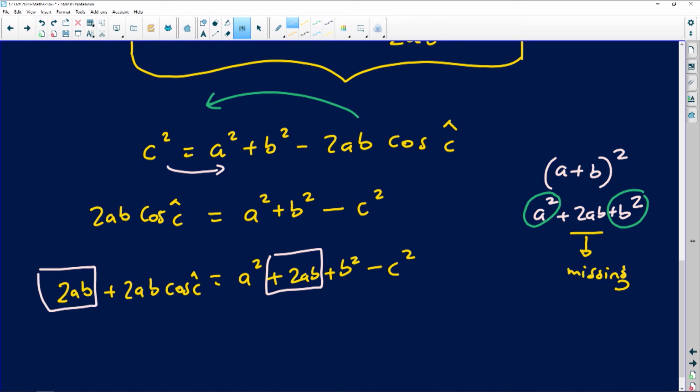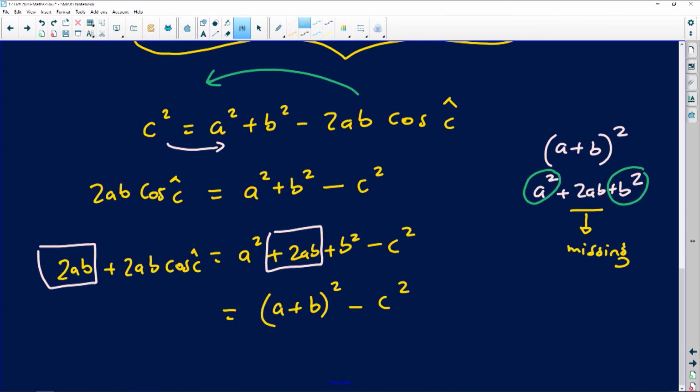I'm still sitting with what I had on the numerator. The idea behind what we are doing here is we're forcing this expression to be a perfect square, because that factorizes to what I'm currently sitting with. And on the left-hand side, good news, 2ab becomes a common factor. You factor it out, and it leaves you with 1 plus cos of angle C.